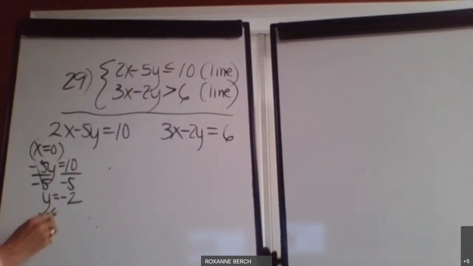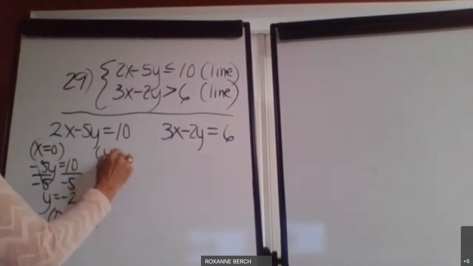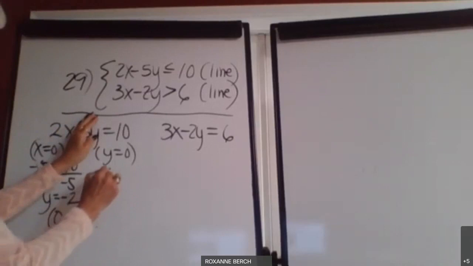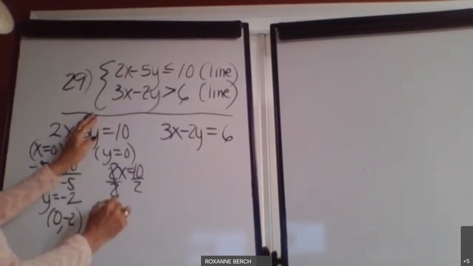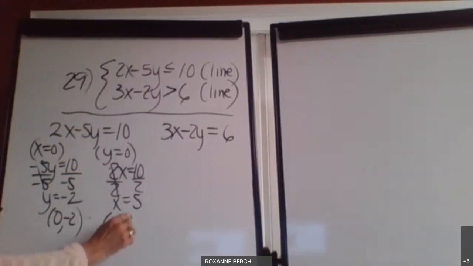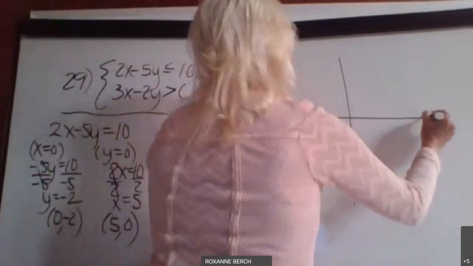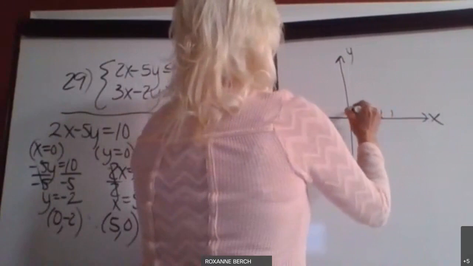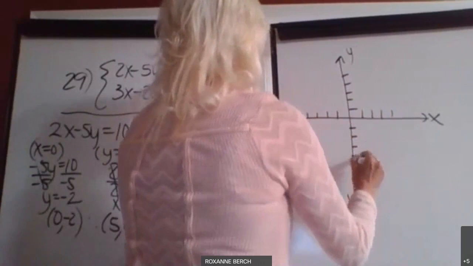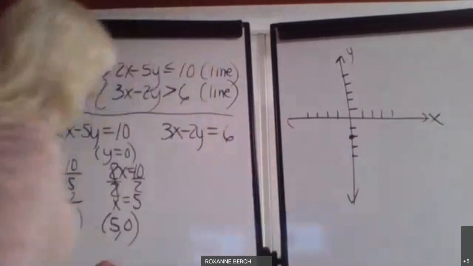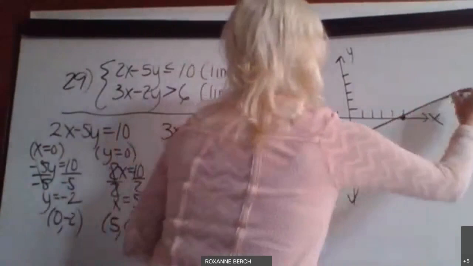Now we're going to find the x-intercept by setting y equal to 0. When you set y equal to 0, that term disappears, and you get 2x is equal to 10. X is equal to 5, so you just found the x-intercept, 5, 0. All right, so let's graph. The cool thing about this method is you can just plot the two points and connect them to get your line. So this would be 0, down 2, and this would be right 5, 0, and you just connect the points.